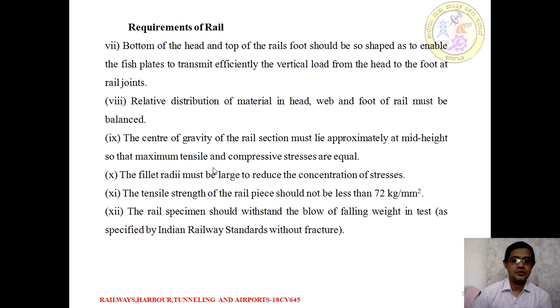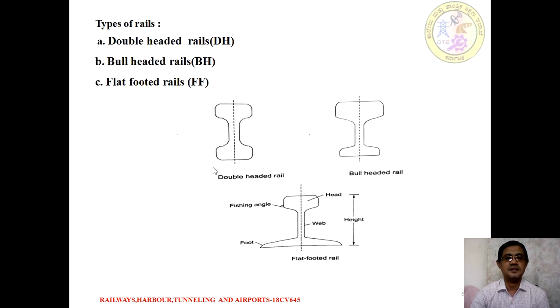So, to simulate that, Indian Railway standards have specified the blow falling weight test. It should possess minimum strength with respect to the number of blows. So, these are all the requirements for rails as far as they are concerned.